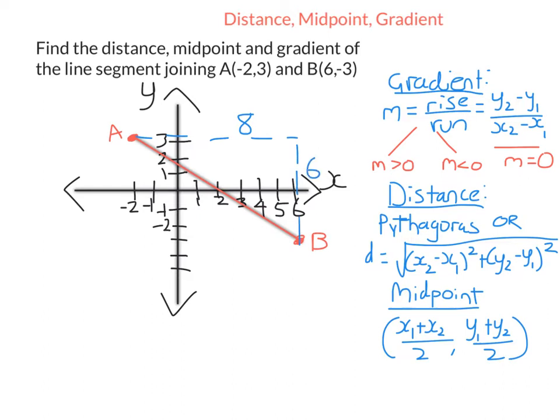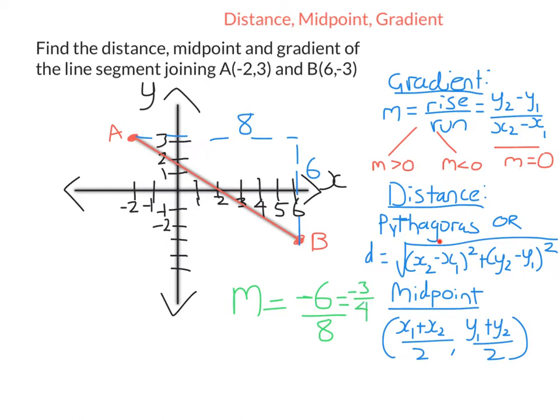So the gradient of this line is rise, so I've gone 6 down, over run, 8 across. Because it leans to the left, the gradient's negative. Another way to look at it is always start at the leftmost point and go right. If you then go down, the gradient's negative. If you were to go up, the gradient would be positive. So the gradient here is minus 6 over 8, or just simplified, minus 3 over 4.